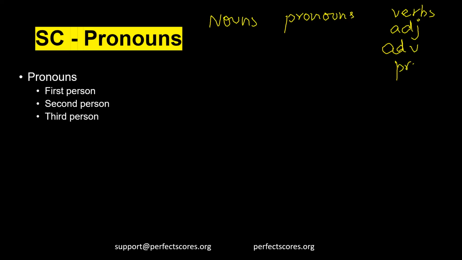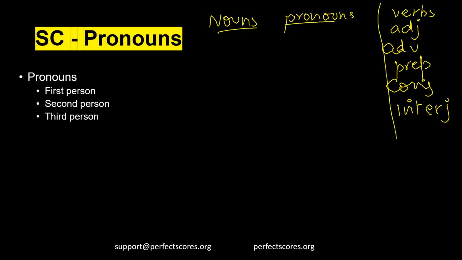So let's begin with what are pronouns. Pronouns are basically used in place of nouns. There are a few important parts of speech. So there are nouns, there are pronouns, and you have some other parts of speech, for example, verbs, adjectives, adverbs, prepositions, conjunctions, and interjections. The other ones are not so important for us right now. So let's just focus on these two, nouns and pronouns.